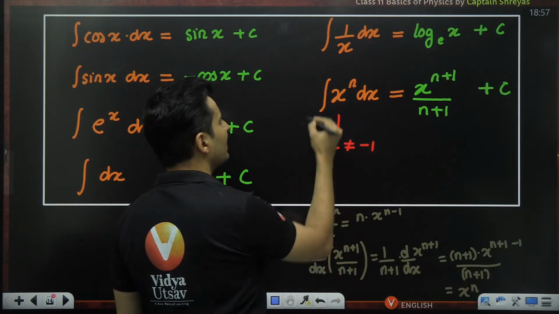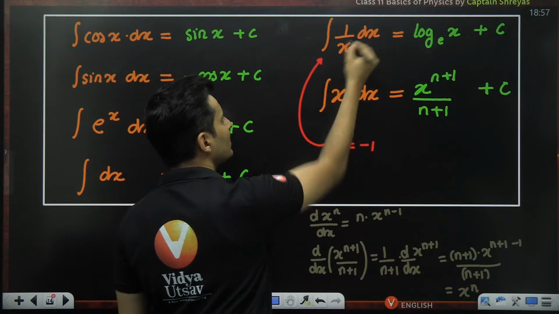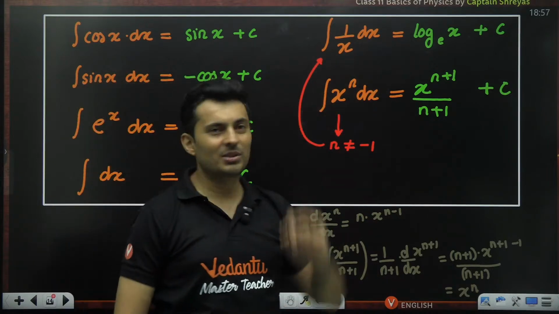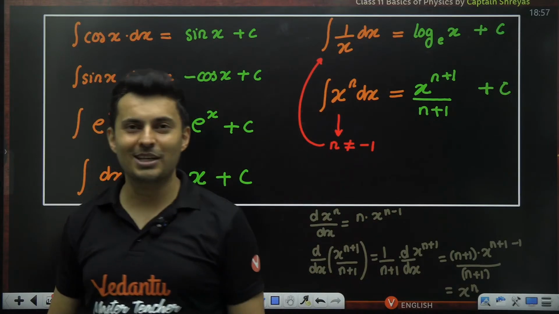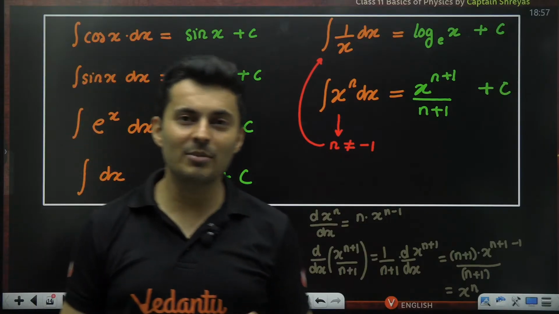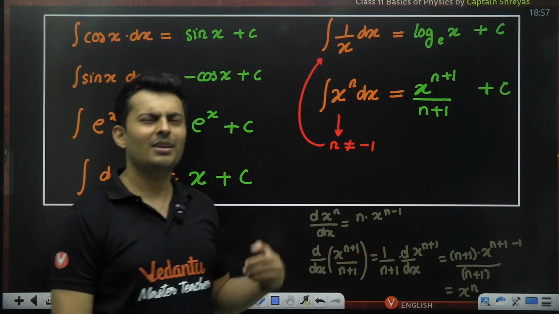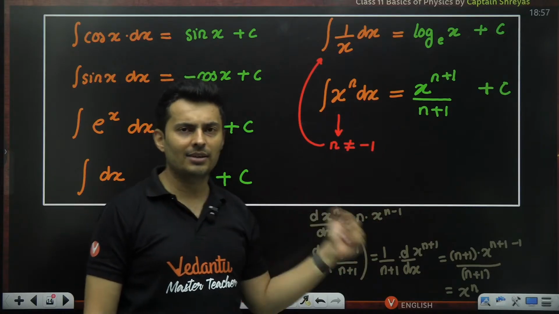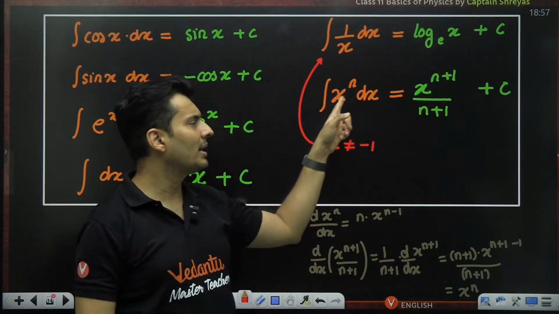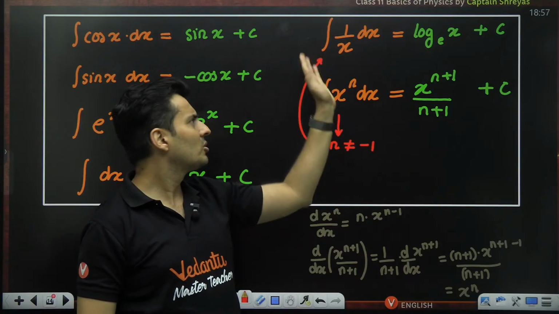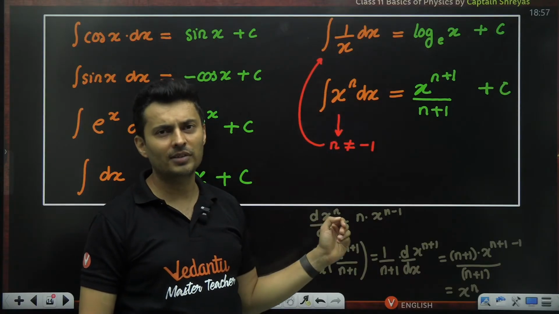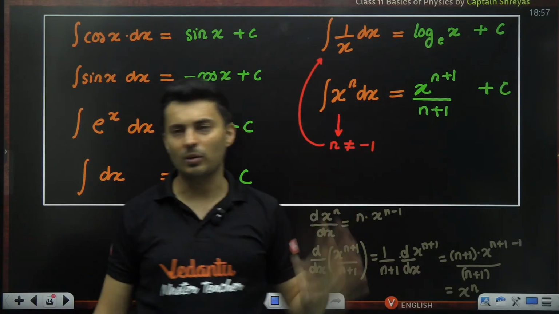If at all it is minus 1, then you use the other formula. Only then you use this formula. That is the only exception. Like in inorganic chemistry or in chemistry, you have exceptions. I won't say exception, but it is very natural that this function's derivative you can get here, this function's derivative is here. So naturally the integration should be log of x. So it cannot be used with this formula.